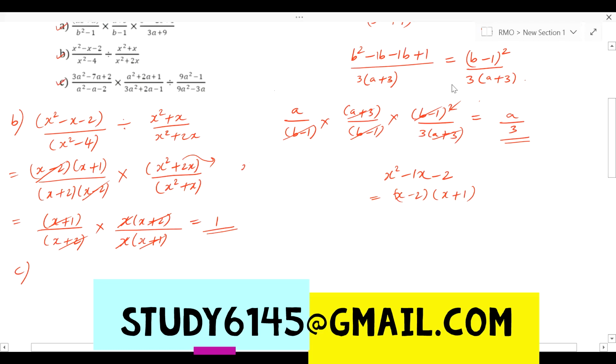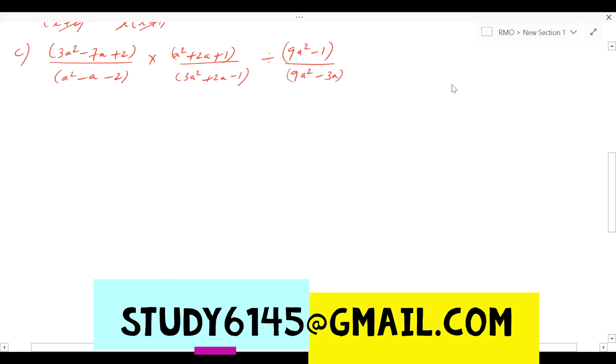Just try down C1. Okay. I'm copying the question again. 3a square minus 7a plus 2 over a square minus a minus 2, into a square plus 2a plus 1 over 3a square plus 2a minus 1, divided by 9a square minus 1 over 9a square minus 3a. Okay. So just let's quickly solve this.